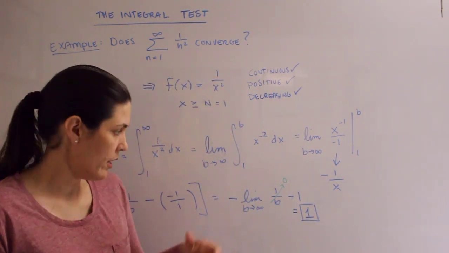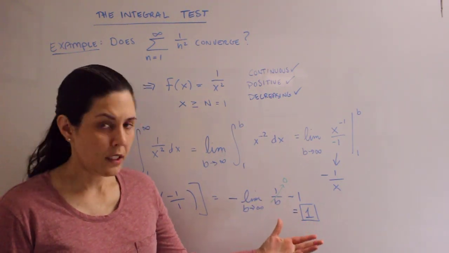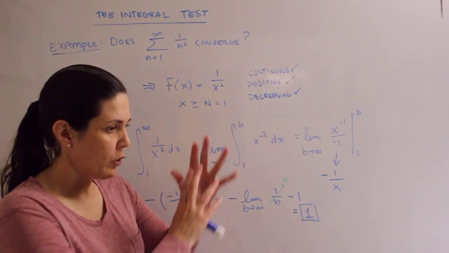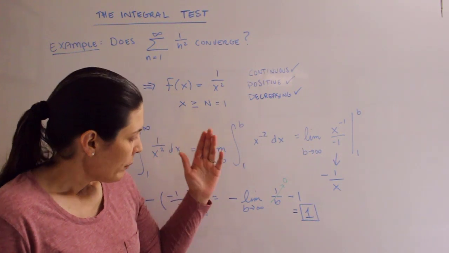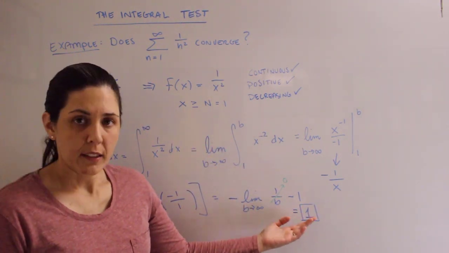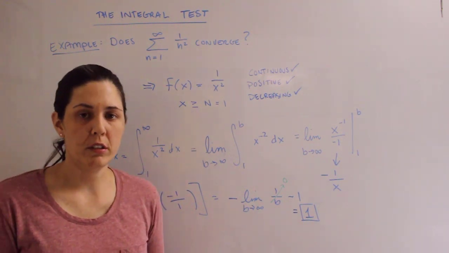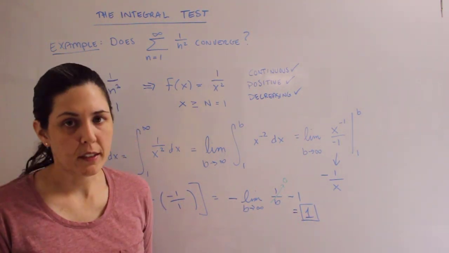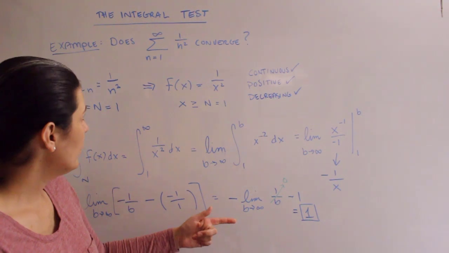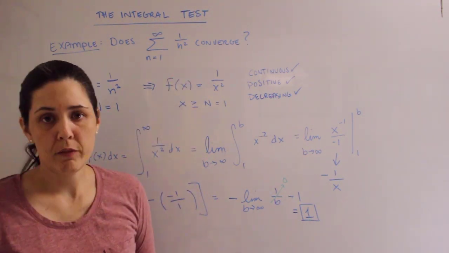So for this integral, we got a value out. We got a number out. This doesn't grow or go to infinity or anything else. Because we got a value like this, that tells us this integral converges. So then we can conclude that our series converges.